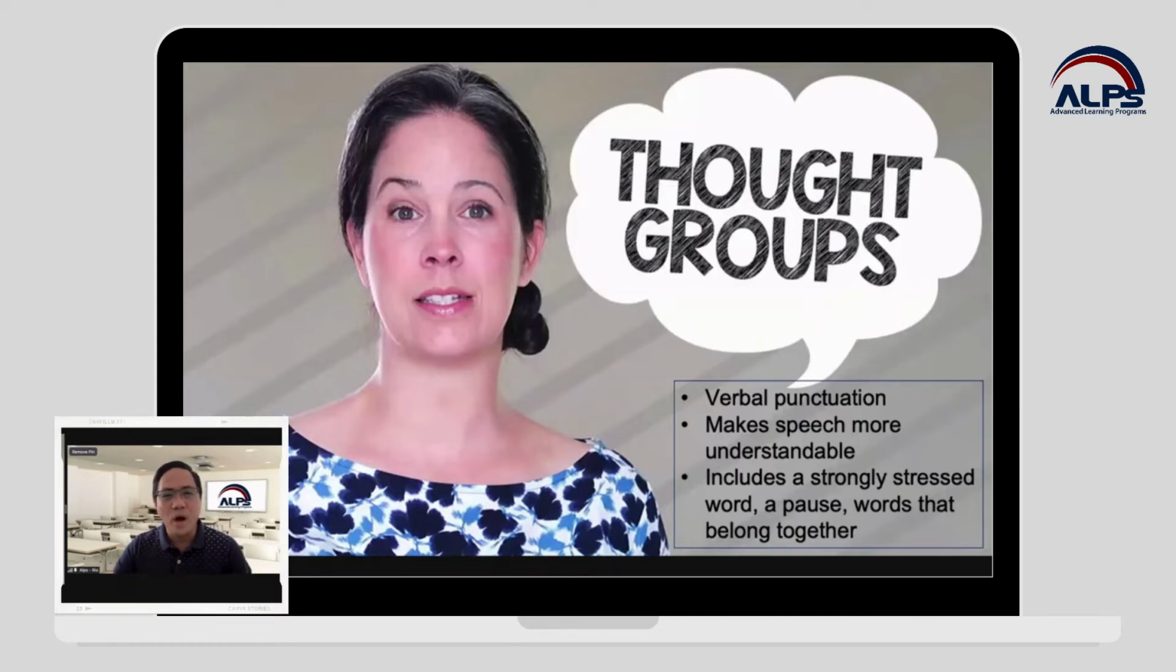Another thing that you would want to pay attention to would be focus words. A focus word is usually included in a thought group, and it gives focus to what the speaker is saying. This allows the listener to identify the most important information that is being communicated.